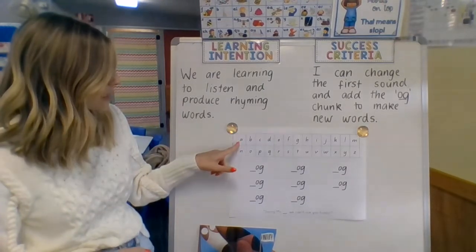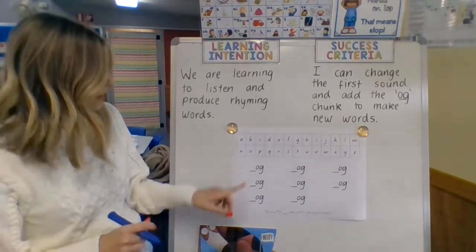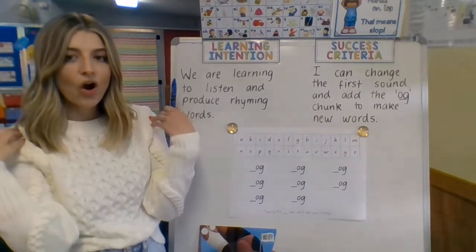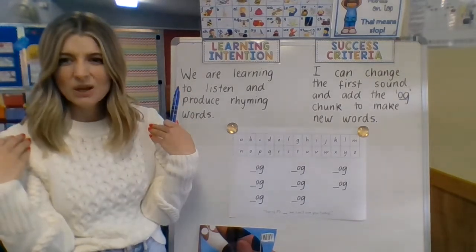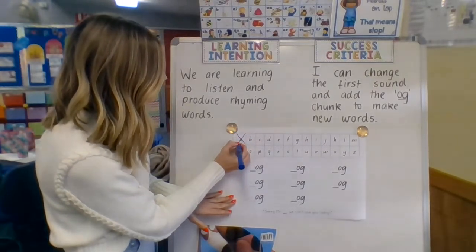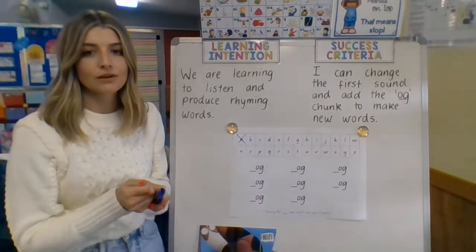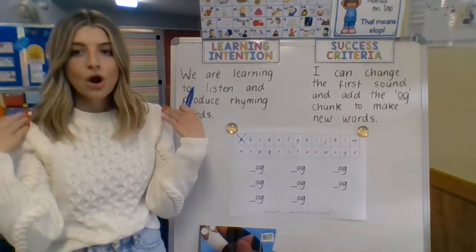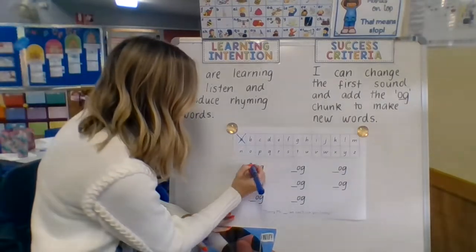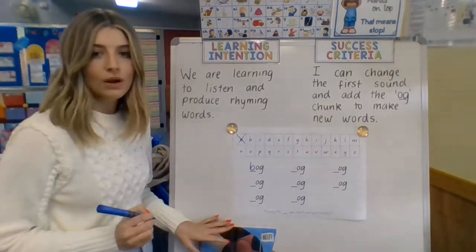So we're going to start with the letter A. What sound does an A make? A says ah. So I'm going to put that with my og chunk and see if it makes a word. A-og, a-og. Does that make a word? No. So we're going to say, sorry, Mr. A, we can't use you today. Let's have a look at B. We know B makes the B sound, so we'll put it together. B-og, bog. That does make a rhyming word, so we're going to put it down here. We're going to write the letter B, and we've made the word bog.